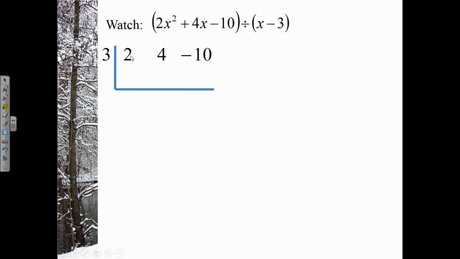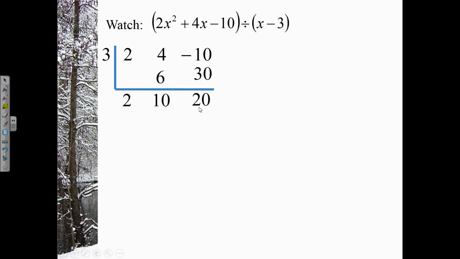When you do synthetic, you first start by dropping this first number underneath the line, and you just write it there. So you just drop it down and put 2. Then you multiply 2 times 3, and that's 6. And you write that here. Then you add down the column, and you get 10. And then you repeat. You multiply that times 3, which is 30, and then you add, which is 20.